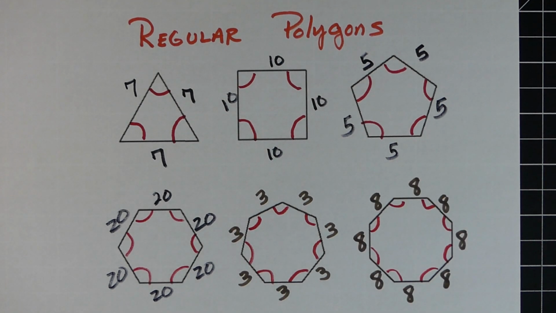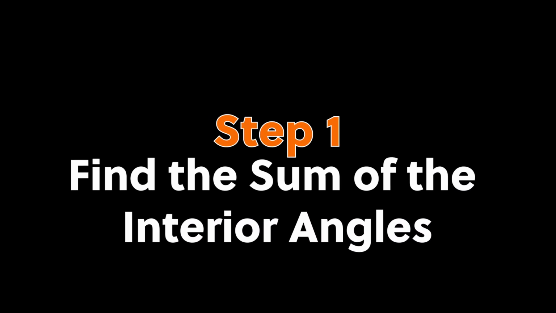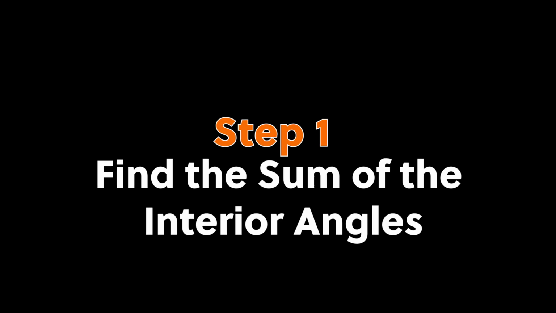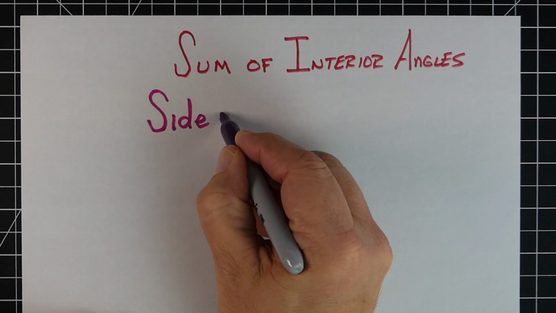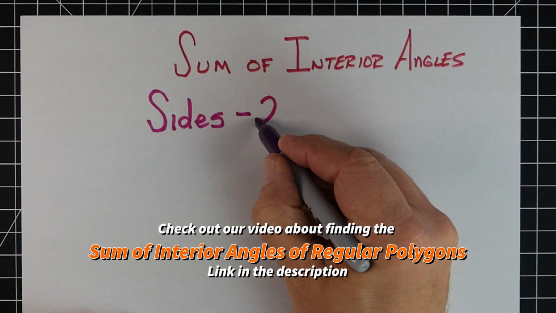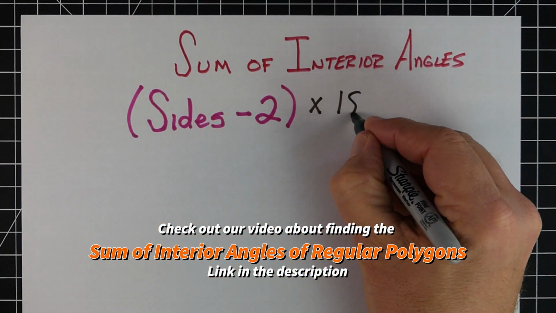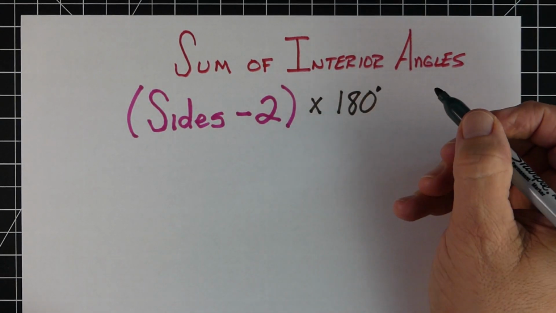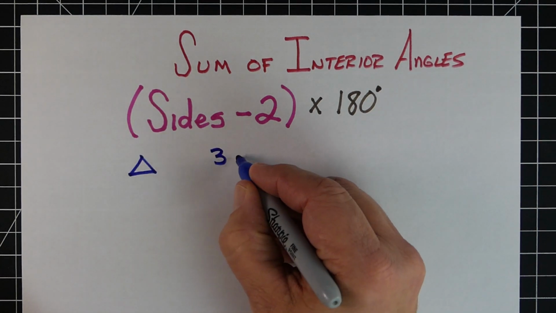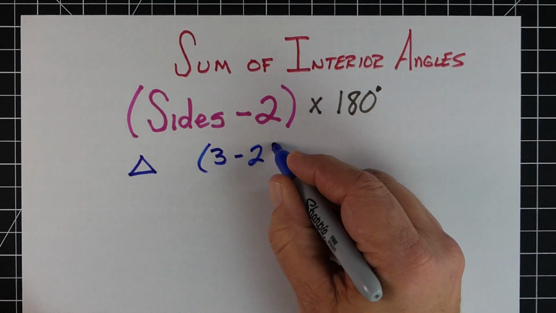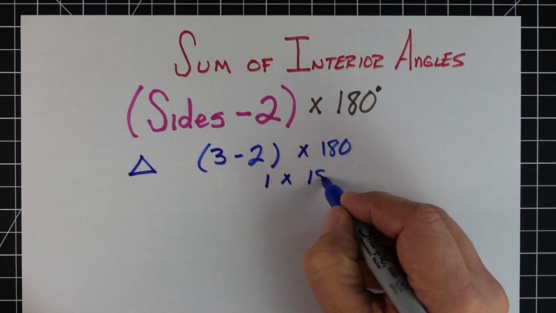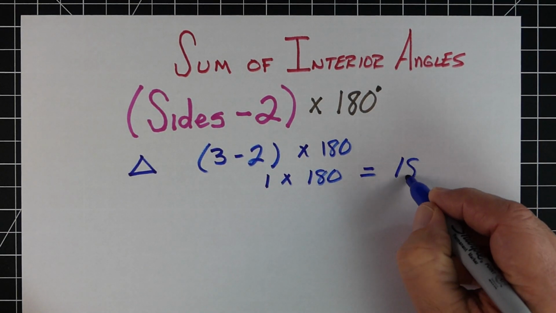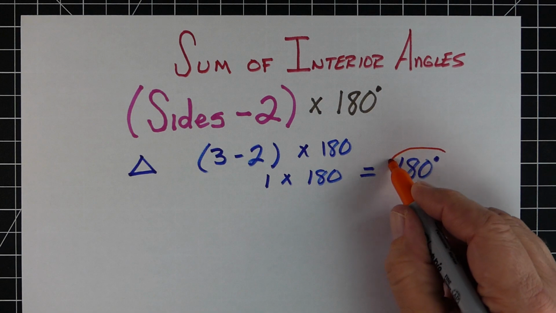Now, the first step in trying to do this is to find the sum of all the interior angles. And the way we do this is we take the number of sides and we subtract 2. And then we're going to multiply by 180. You can check out that video that popped up there that we'll put in the link down below. So what we would do is we take, for example, a triangle, we'd go 3 minus 2 because there's 3 sides. We get 1, we multiply by 180, and you get 180.